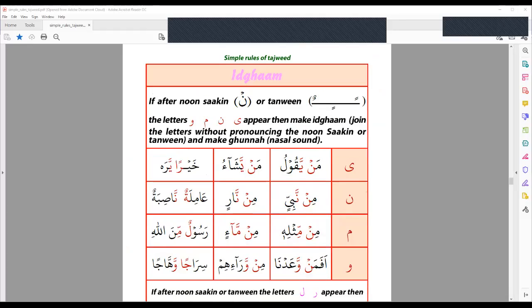Okay, so here is from the book. So now you have to pay attention right here.